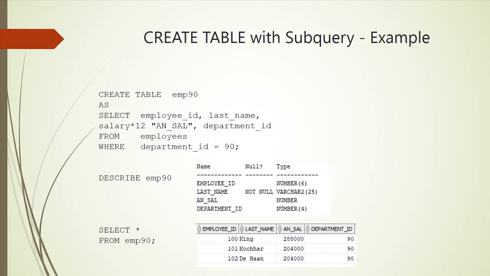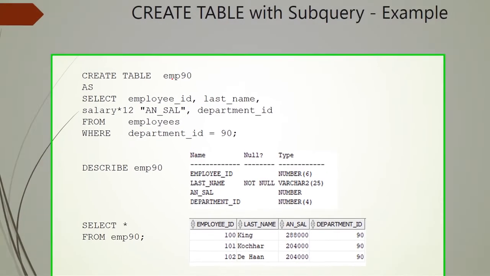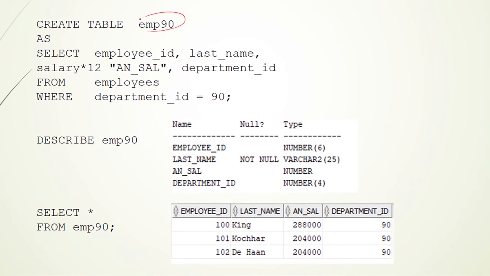Let's have a look at this example. Here, create table EMP90 as select employee_id, last_name, salary multiplied by 12, and we give it an alias here, _sal, department_id from table employees where department_id equals 90. Here Oracle will create a table called EMP90 and insert all records retrieved by this select statement into this table.